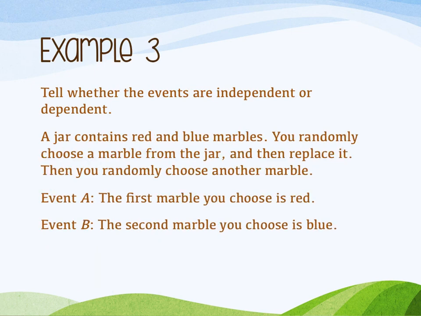Example 3, same thing. Tell whether it's independent or dependent. A jar contains red and blue marbles. You randomly choose a marble from the jar and then replace it. Then you randomly choose another marble. A is you choose a red marble, and B is you choose a blue marble. Is B reliant upon A? No. Why? Because you replaced it. So this is independent.